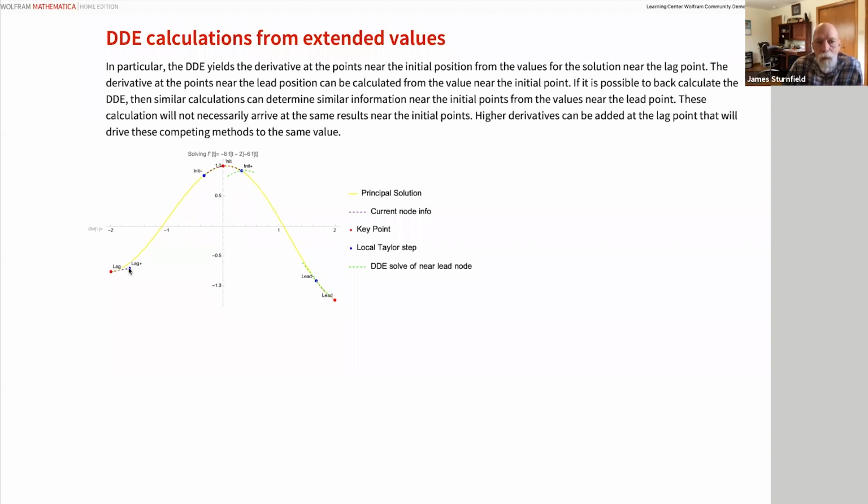We need to make adjustments so that this step and the Taylor series, and the DDE solution become congruent, and that will allow us to get the curve smoothed out. Here, when we get to a higher derivative, we get a pretty good match at this lead point. So there's less need to do correction there.